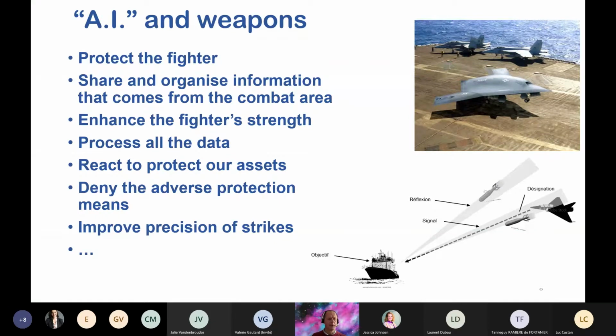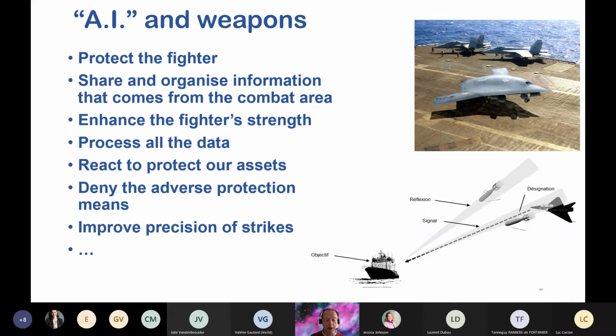Maybe not. Okay. Weapons. The military is very much interested in AI because it can improve automatic weapons and systems, making them quicker and more accurate. For instance, protecting the fighter with more sensors and early warnings, sharing and organizing information that comes from the combat area. Of course, this increases the amount of data, but a machine can present a synthesis and help in decision making.